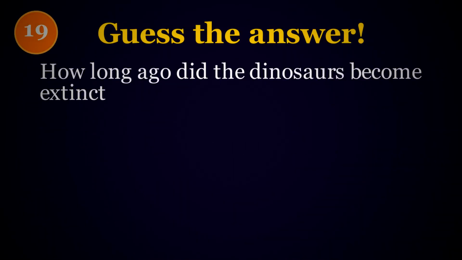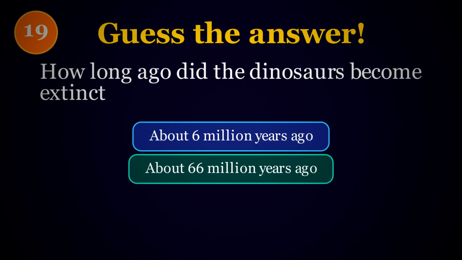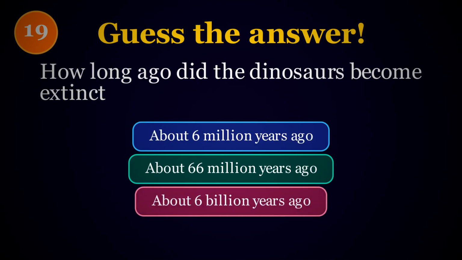How long ago did the dinosaurs become extinct? About 6 million years ago. About 66 million years ago. About 6 billion years ago.